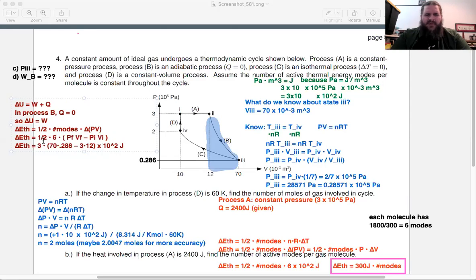1/2 times the number of modes is 3. Pressure final times volume final would be 70 times 0.286. Pressure initial times volume initial would be 3 times 12. And we also have a times 100 joules to get the units to work out right. Any questions on that setup so far?